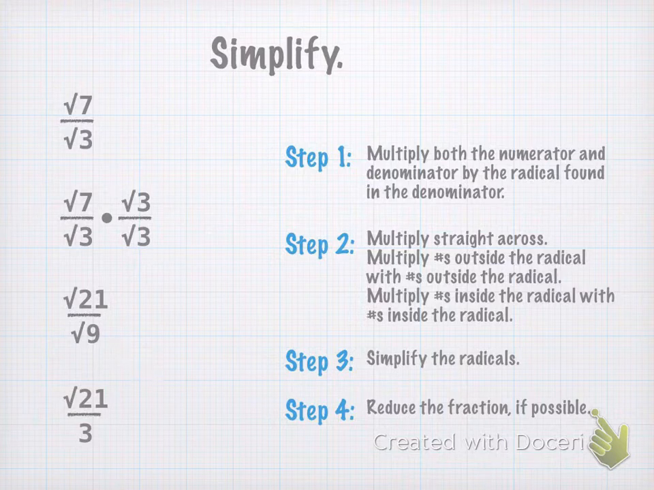Then simplify the radicals. The square root of 9 is 3. And step 4, if possible, reduce. Always reduce, simplify. We end up with the square root of 21 over 3, because you can't reduce it. Pretty simple, right? Well, we're going to get a little harder with this next example.